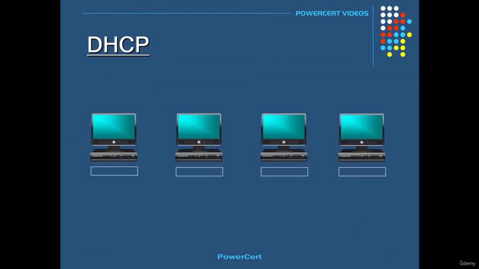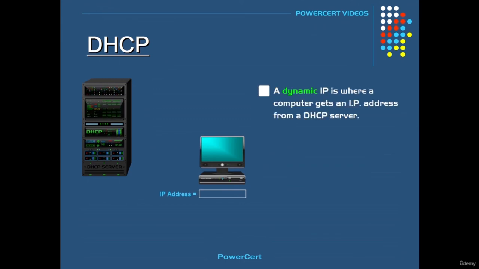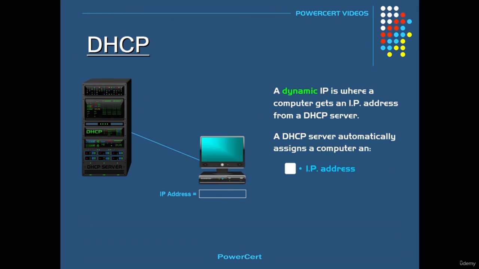And you also had to make sure that all the IP addresses are unique, because if you assign the same IP address twice, it would cause an IP conflict and would cause those computers to not have access to the network. But there is a better and easier way to assign a computer an IP address, and this is called a dynamic IP. A dynamic IP is where a computer gets an IP address automatically from a DHCP server. A DHCP server automatically assigns a computer with an IP address. And in addition to an IP address, it can also assign a subnet mask, default gateway, and a DNS server.